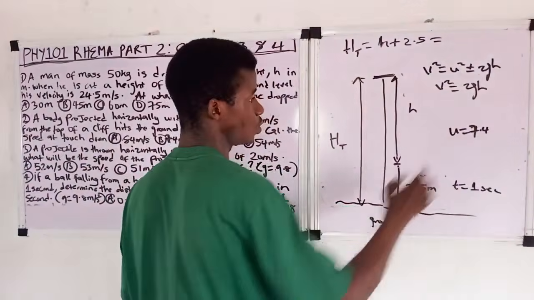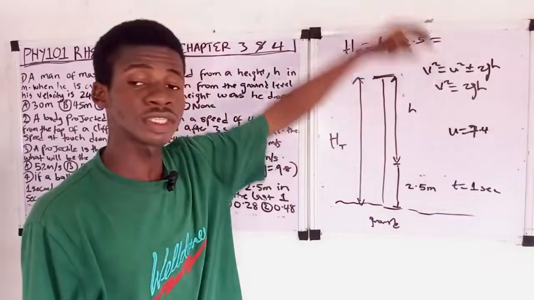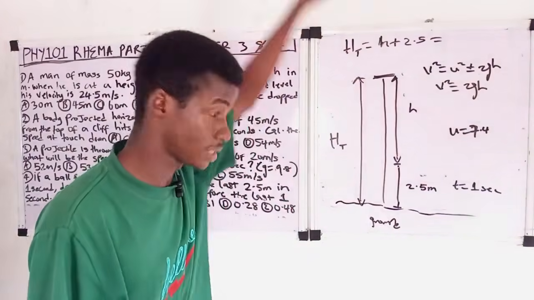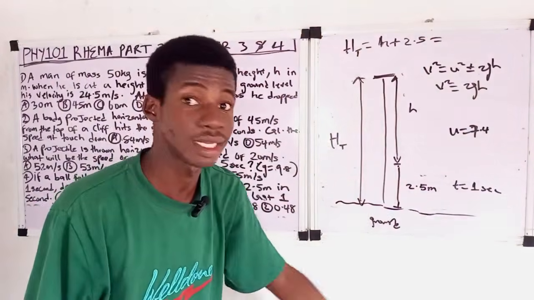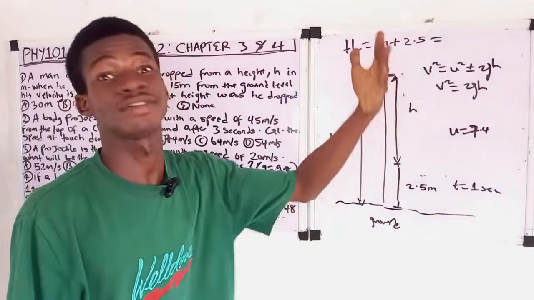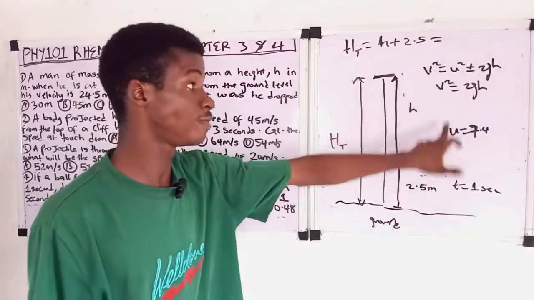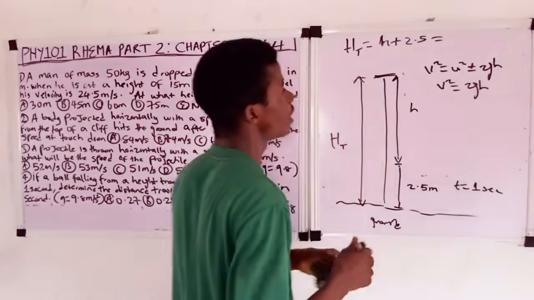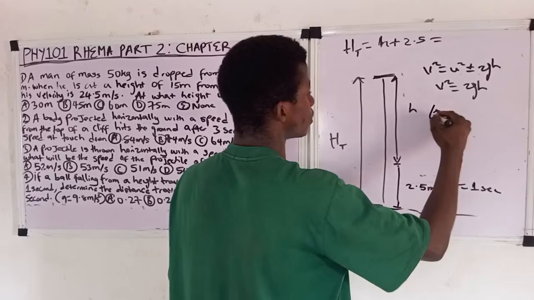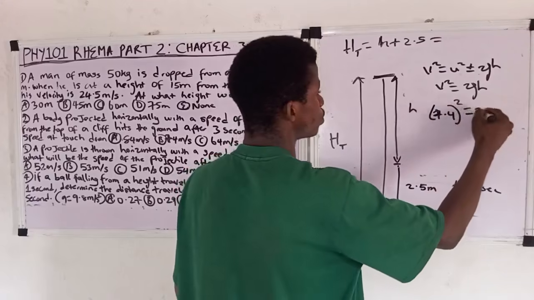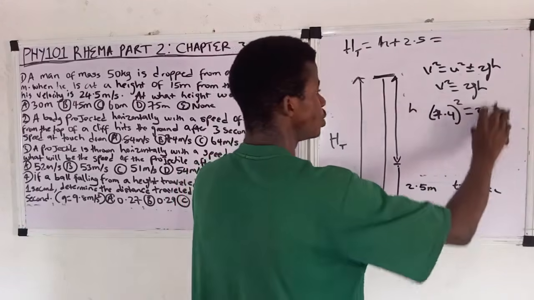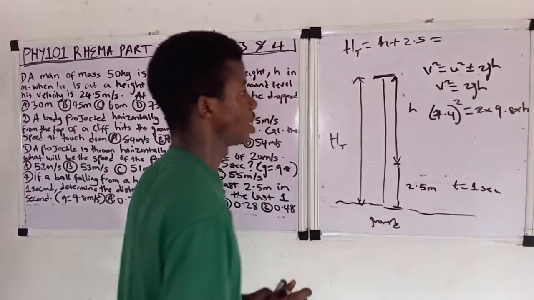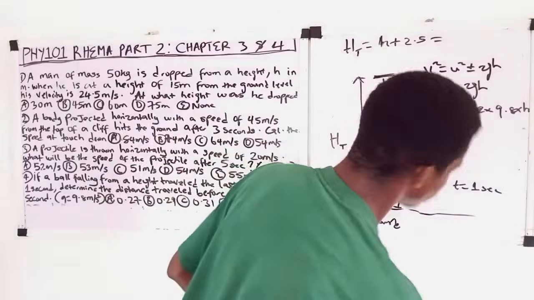Now you see this v and u. Remember, u was the velocity calculated, the velocity with which it reaches the ground, which is the final velocity. So v is taking the place of u here. So v will be 7.4, right? So 7.4 all squared is equal to 2gh, right? Remember, g is 9.8, and h we don't know. So let's continue with 7.4 squared.